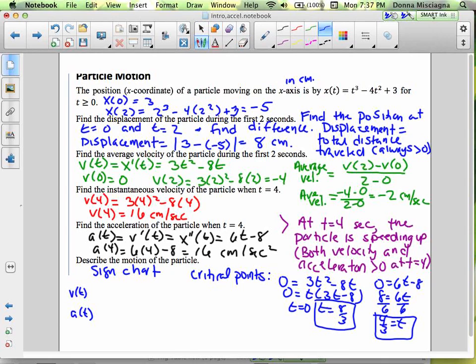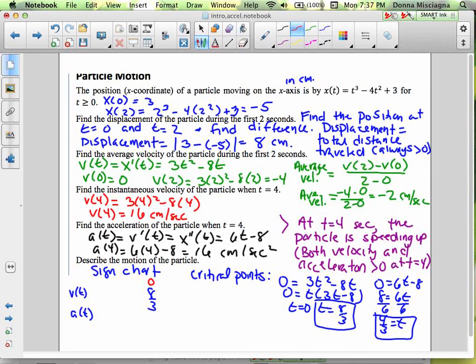If we were to plug in 8/3 into 3t squared minus 8t, we would get 0, right? So that's where we have a critical point. At 8/3, that's where we can change directions, right? Because you have to stop to change directions. So that means the velocity can go from positive to negative or negative to positive only at 8/3.